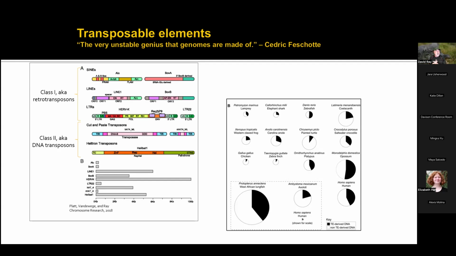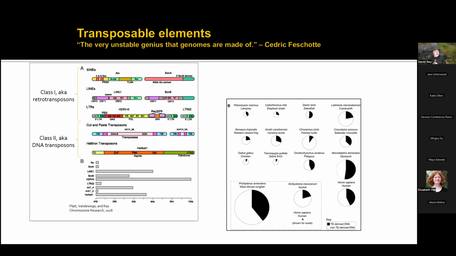So by definition, they are copy and paste elements. They will always make a copy of themselves when they're replicating. DNA transposons don't always make a copy of themselves, but they often do. But they have a different medium through which they will replicate. They use a DNA intermediate rather than an RNA intermediate. And depending on the type of element that they are, they will have different kinds of DNA intermediates.